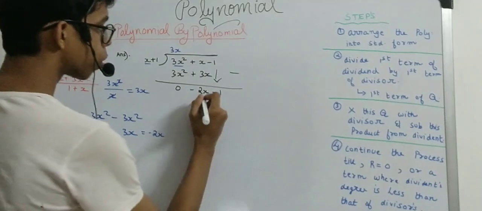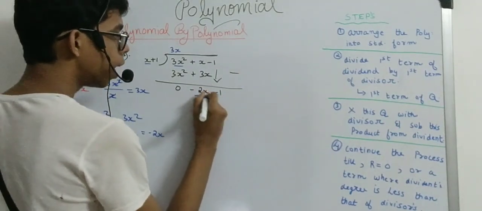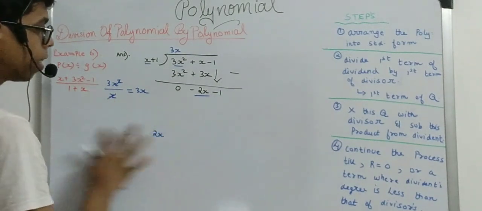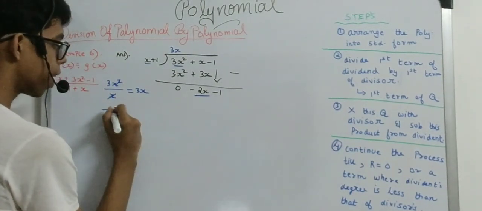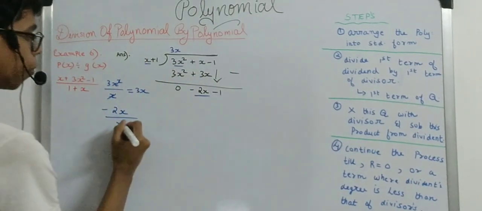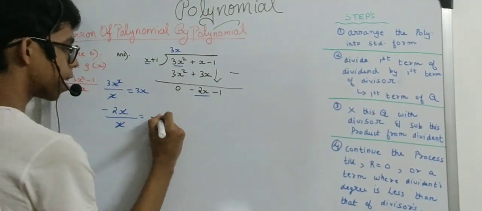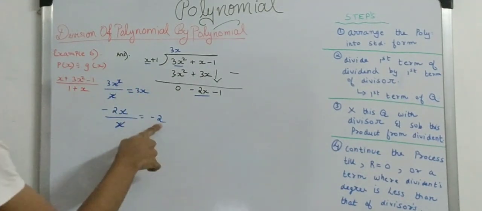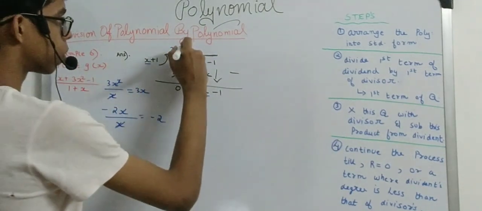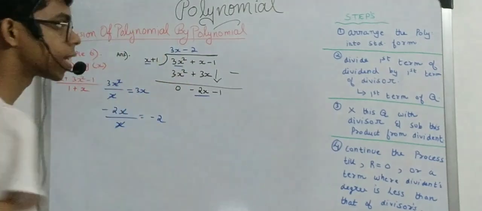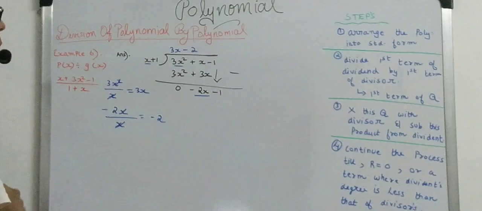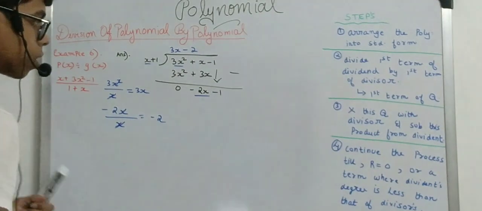So if you see over here, now here the first term of the dividend is what? Minus 2x. That you have to divide it with the first term of the divisor. Okay, so I am taking this minus 2x. I have to divide it with what? This x. Okay, so when I cancel it off, I will get the answer as minus 2. So what will be this minus 2? This minus 2 will be the second term of my quotient. So I will write over here minus 2. Okay, I hope it is clear. Now what we should do is just do the same step as we did earlier.